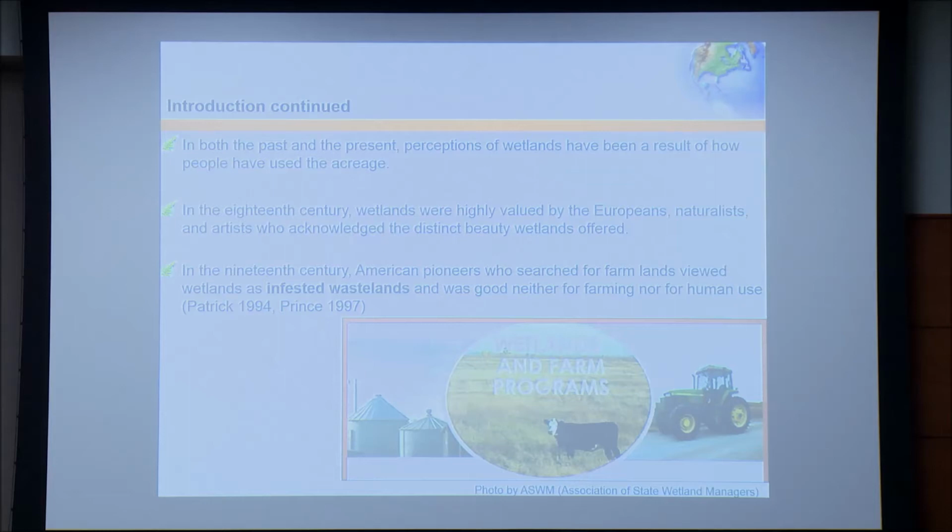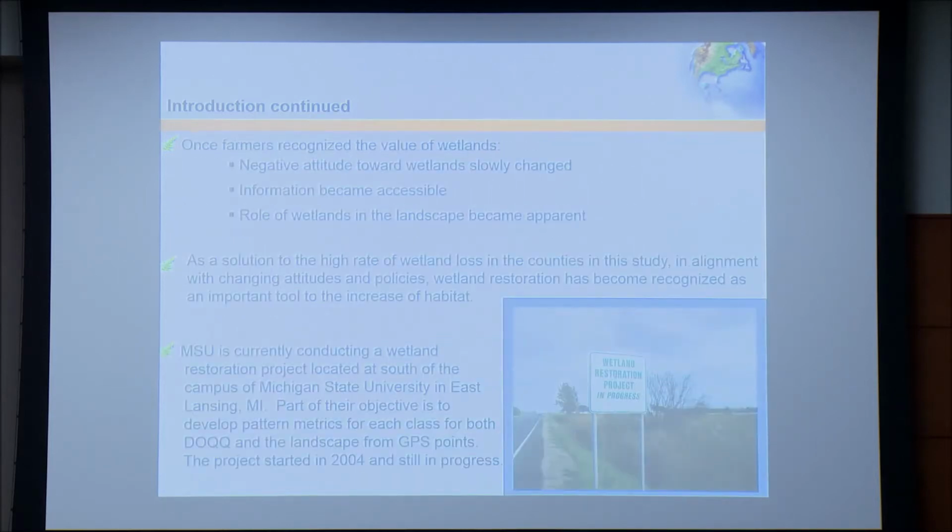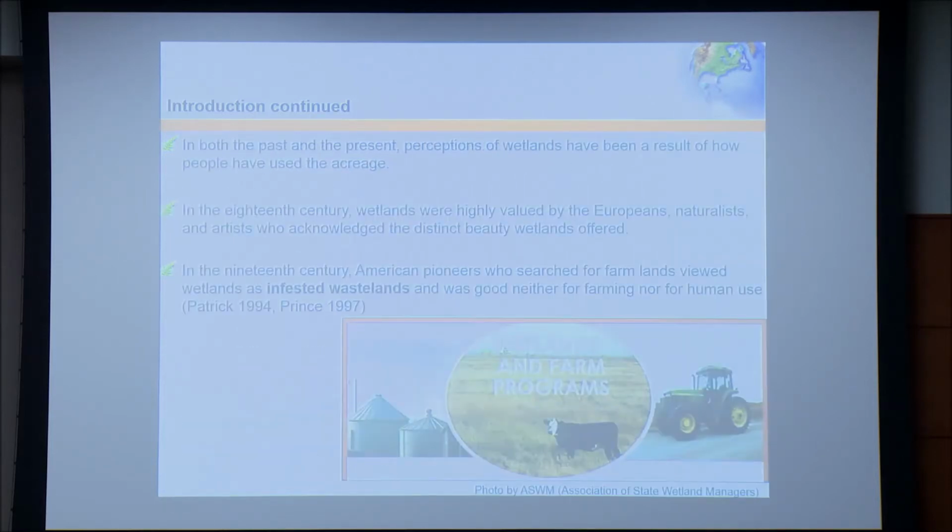As it went on, in the 18th century, wetlands were highly valued by Europeans, naturalists and artists who acknowledged it as a beautifying landscape. But then in the 19th century, American pioneers searching for farmlands viewed wetlands as infested wasteland, and therefore they became good for farming for human use and others. That's just one of the literature reviews that I used. There are several others that I used to do this research.